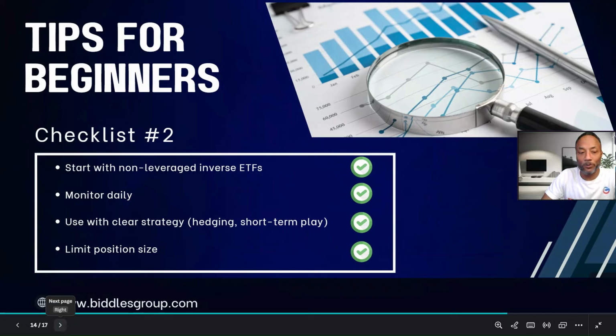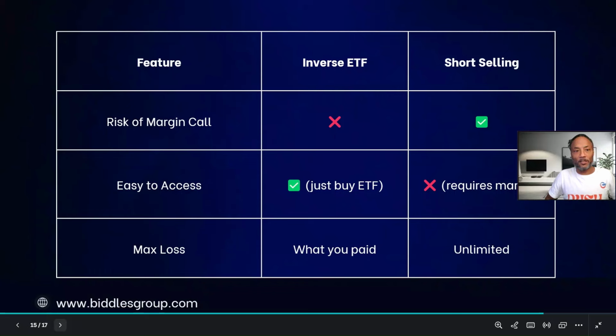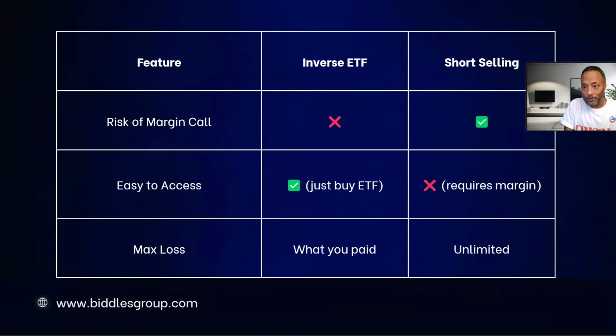$100 on one just to play with it, or 50. So here's a nice grid that we've laid out for you. We've got the feature, the inverse ETF, and short selling. So we compare this. The feature is risk of margin call. An inverse ETF doesn't have that. But if you're a short seller, you do, which is puts, options. A nice feature of an inverse ETF is it's easy to access. You just buy it. Now, short selling requires margin.